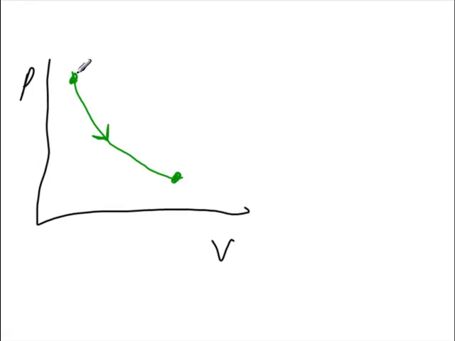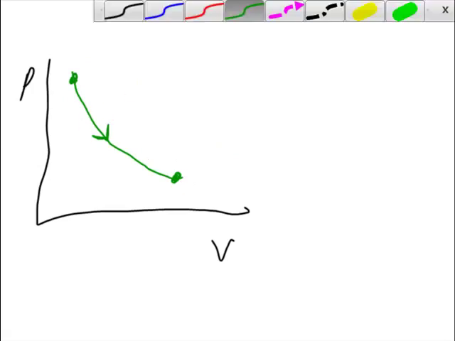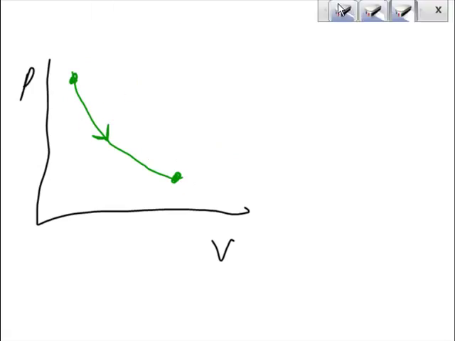In a free expansion, I don't have this well-defined line here in the middle. There is no pressure or volume in between, so there's no work done. This is still the initial state, this is still the final state, but in between I can't describe it with my PV diagram.